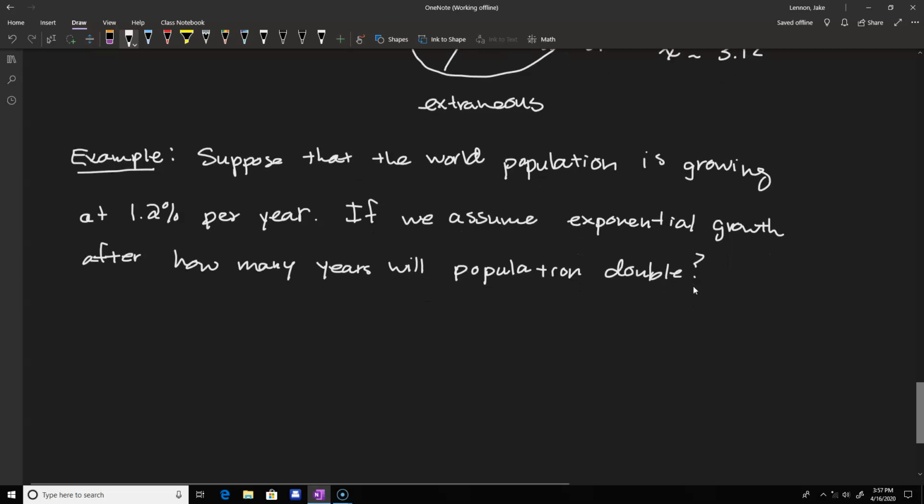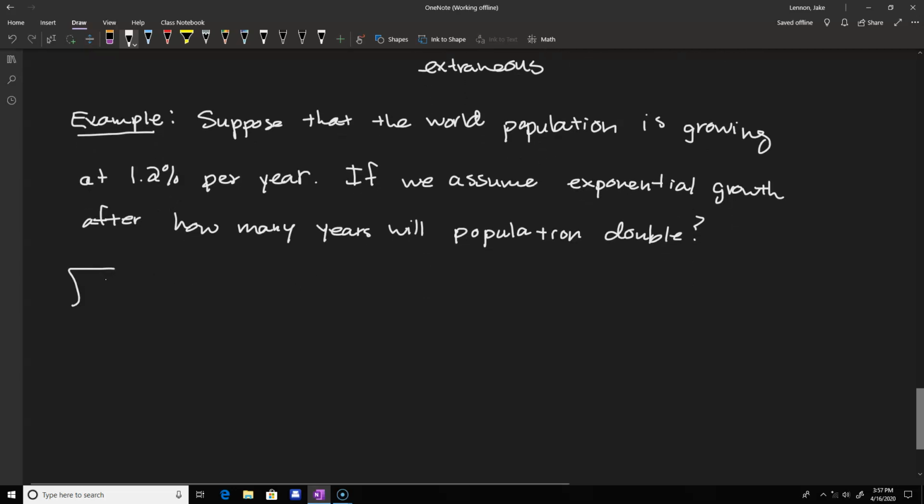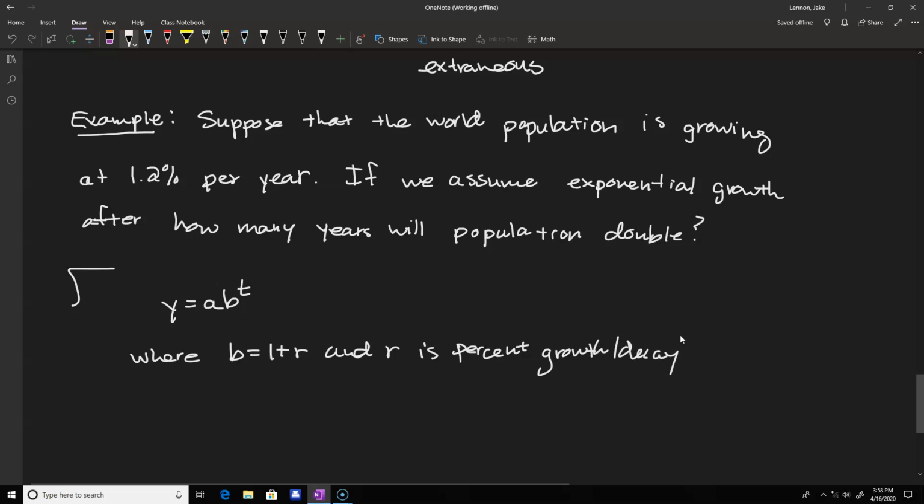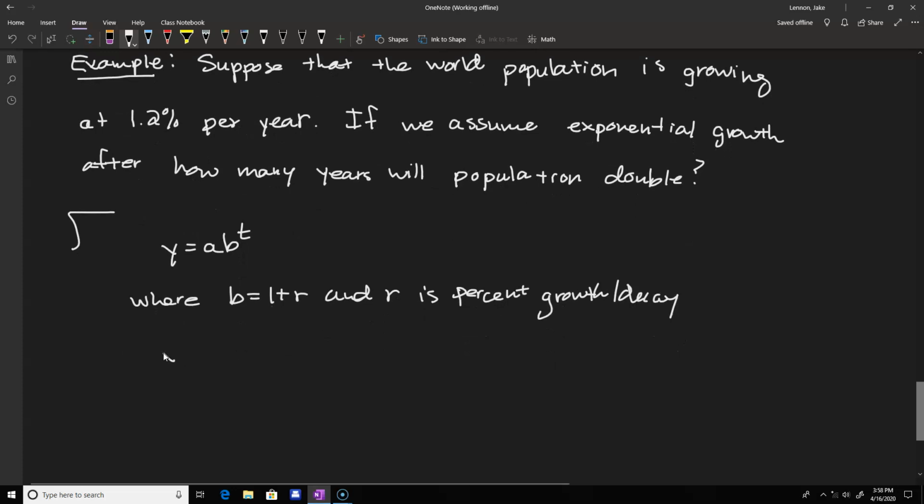So this is known as a doubling time style problem. In general, an exponential equation will have the form y equals a times b to the t, where b is equal to 1 plus r, and r is the percent growth or decay, depending on the problem. Since it's growth in this problem, we can model it as y equals a times 1.012 to the t power.